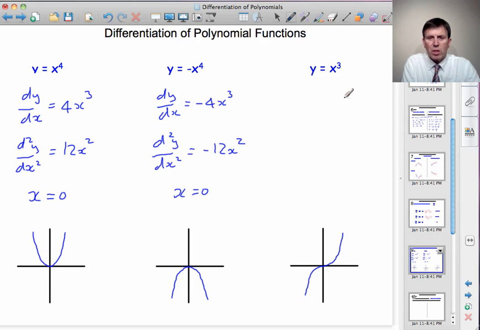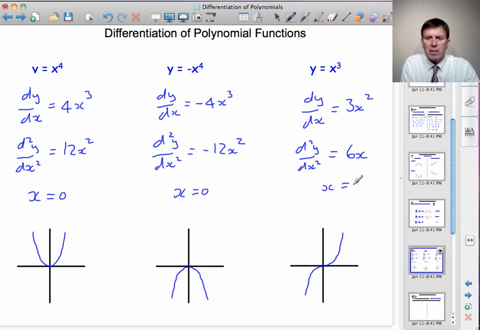It gets worse, because we can also have a point of inflection. Let's consider this curve. dy by dx would be 3x squared, and d2y by dx squared is equal to 6x. Again, if we put x equal to 0 in there, dy by dx is 0, so we have a stationary point, but the second derivative is also 0. Yet I've got a point of inflection.